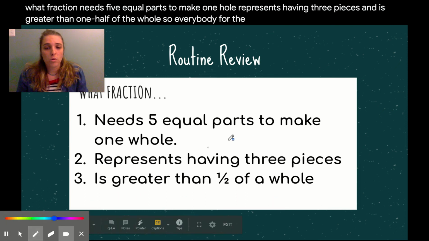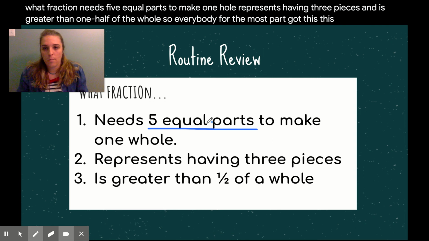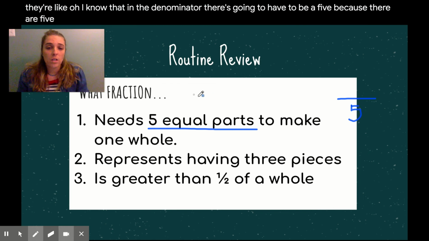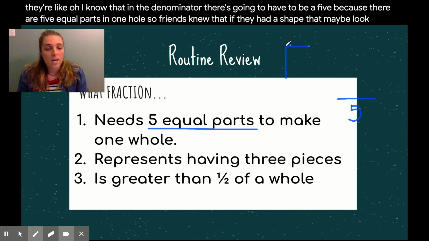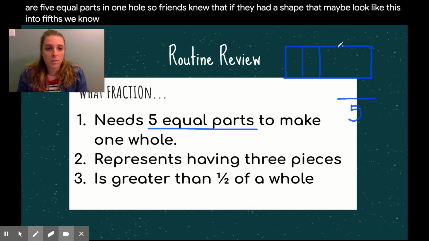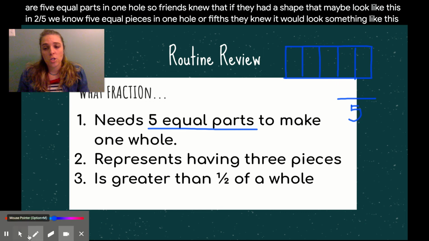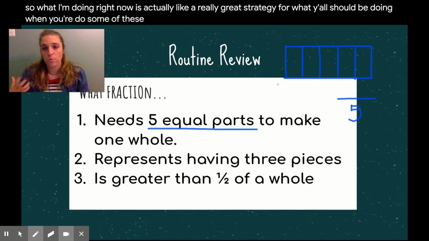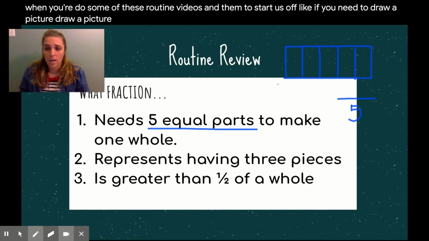So everybody for the most part got this clue correct. They were like, "Oh, I know that in the denominator there's going to have to be a 5 because there are 5 equal parts in one whole." So friends knew that if they had a shape that maybe looked like this, and then they split it into fifths, we know 5 equal pieces in one whole are fifths. They knew it would look something like this. So what I'm doing right now is a really great strategy for what y'all should be doing when you're doing some of these routine videos. If you need to draw a picture, totally not a big deal.